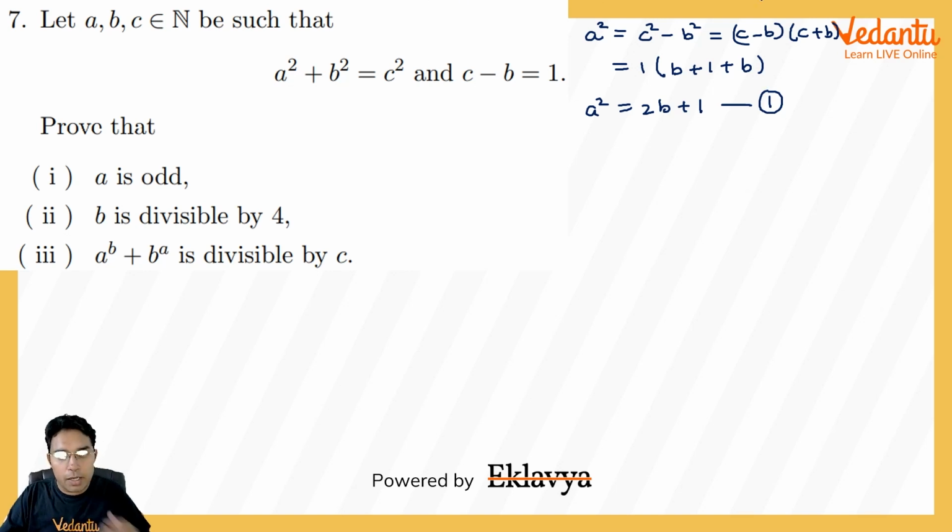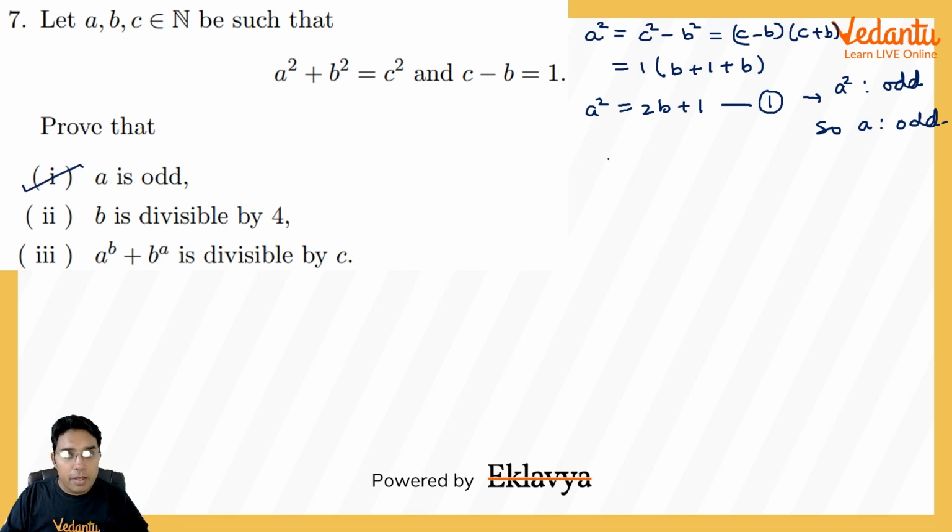Because A, B, C are all natural numbers, that means A square is odd. And A square can be odd only if A is odd, because A is an integer. You cannot have the square of any even number be odd. So A is odd. So that first part is, I think, proved.